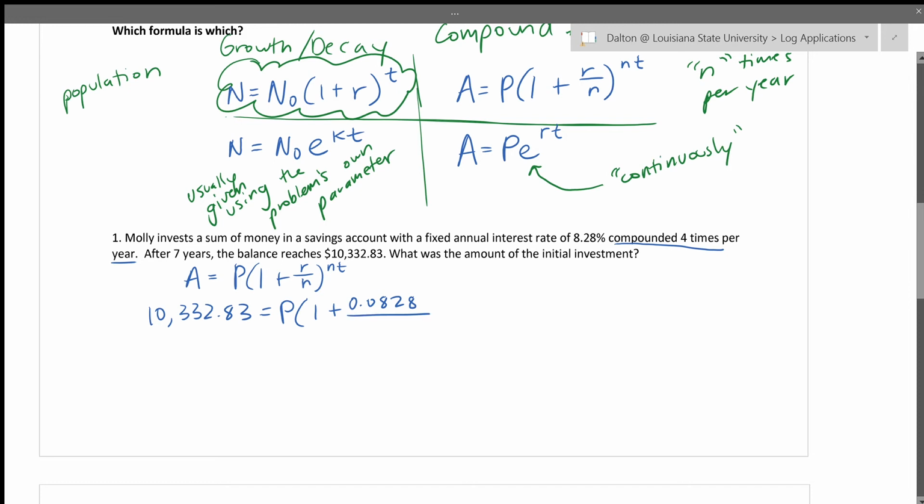Divided by n, which stands for the number of times a year that it's compounded, which is 4. All raised to the n times t power. Again, n is 4, and t is time, and it says that is 7 years. And then your goal is just to get p by itself. So again, just be very, very cautious typing this stuff into the calculator.